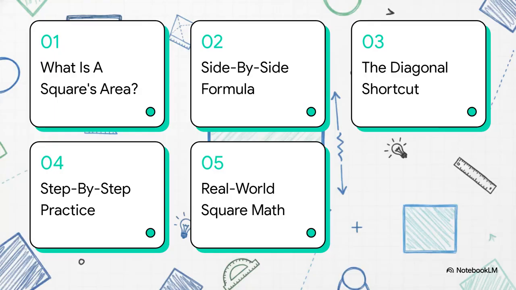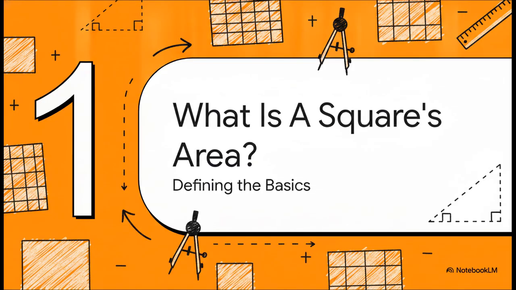Here's our quick roadmap for today. 1. What is a square's area? 2. The side-by-side formula. 3. The diagonal shortcut. 4. Step-by-step practice. And 5. Real-world square math. All right, let's kick things off with section 1. What exactly is a square's area?